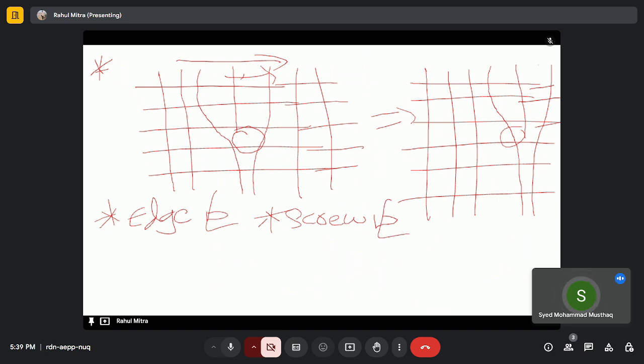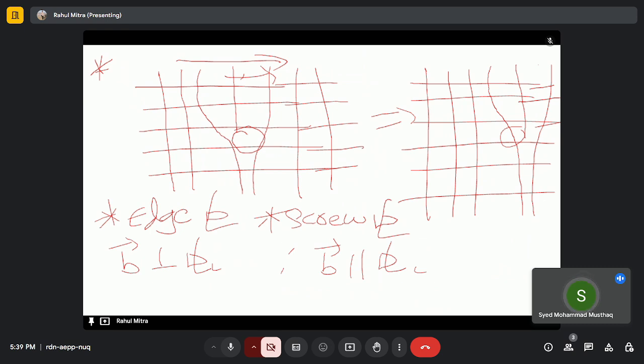Now, in an edge dislocation, the Burgers vector is perpendicular to the dislocation line, and in a screw dislocation, the Burgers vector is parallel to the dislocation line. The dislocation line is nothing but the line defect, the line of atoms that are missing. That line is called the dislocation line.